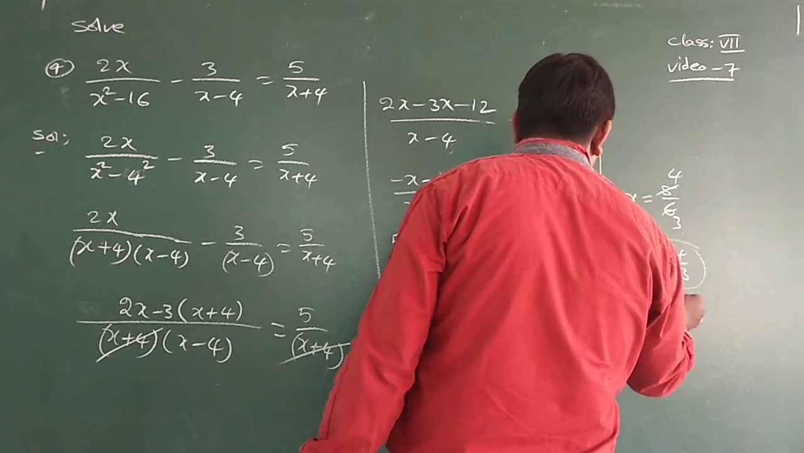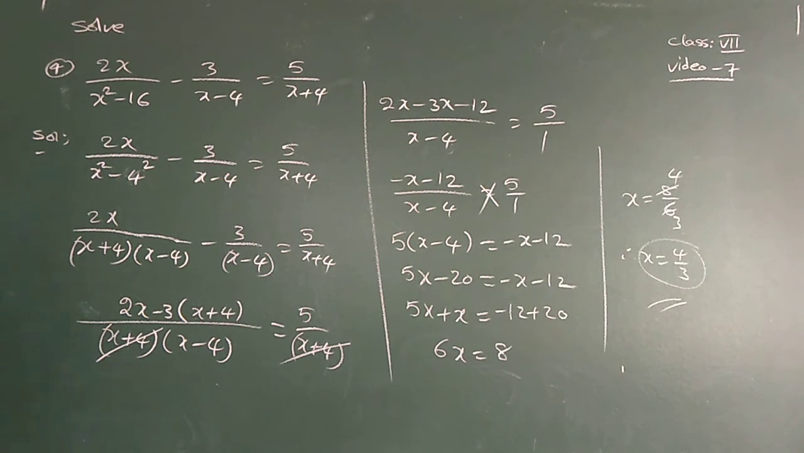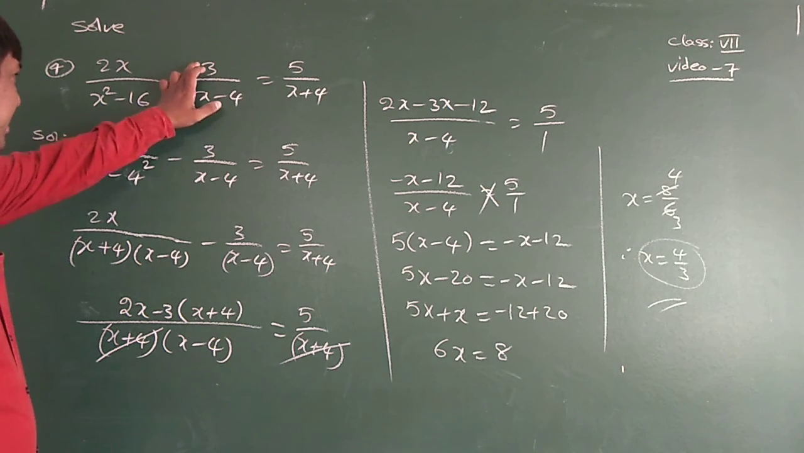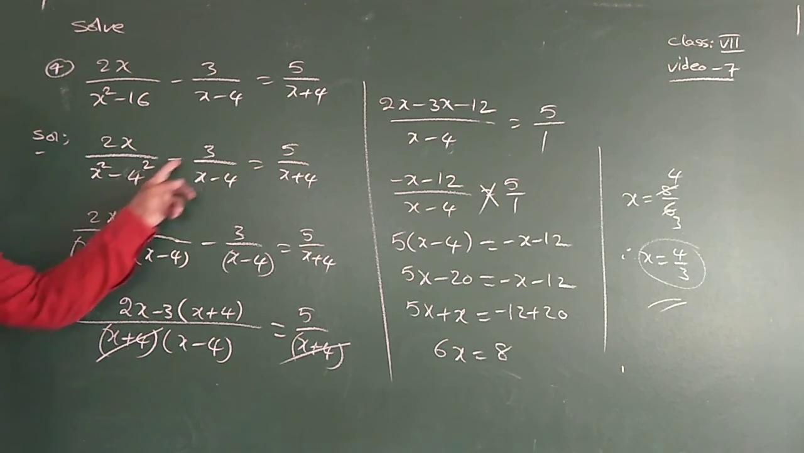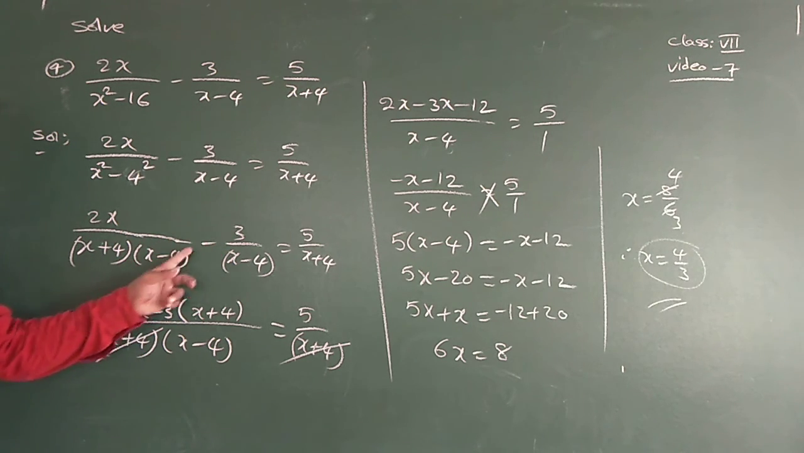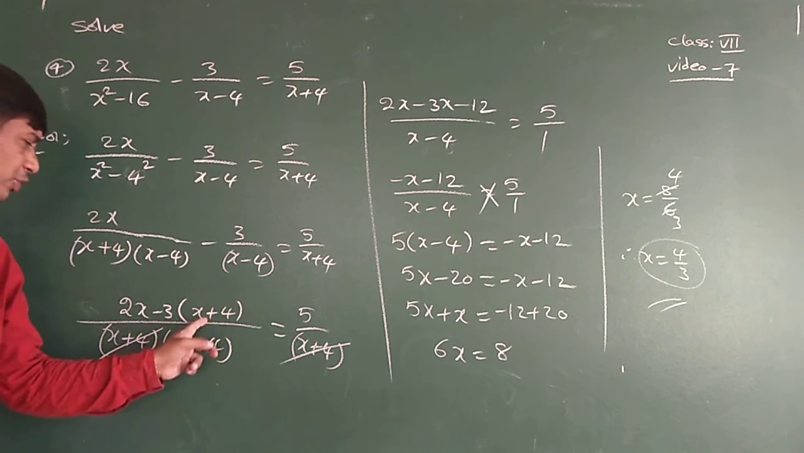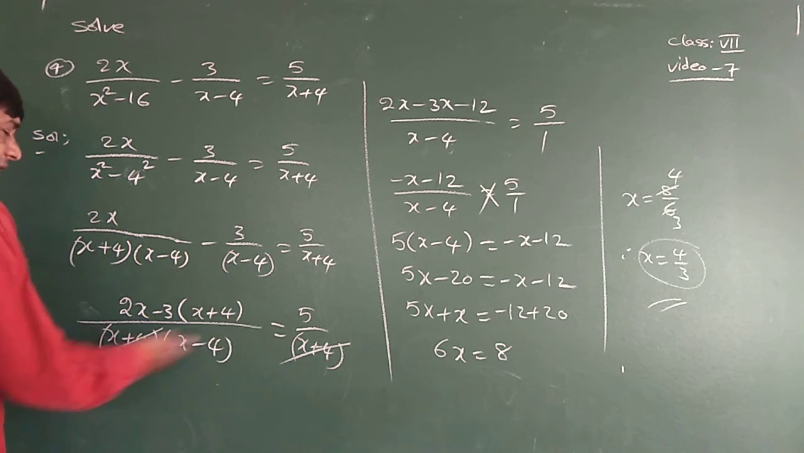I wrote a few direct steps, with somewhat fast calculations, so be careful and try to understand the concept here. 2x by x square minus 16 minus 3 by x minus 4 is equal to 5 by x plus 4. The x square minus 16, I wrote as 4 square. Now a square minus b square is a plus b into a minus b. Now the LCM is x plus 4 into x minus 4. 2x as it is, minus 3 into x plus 4, is equal to 5 by x plus 4. Now the denominators are the same, so you can cancel them.